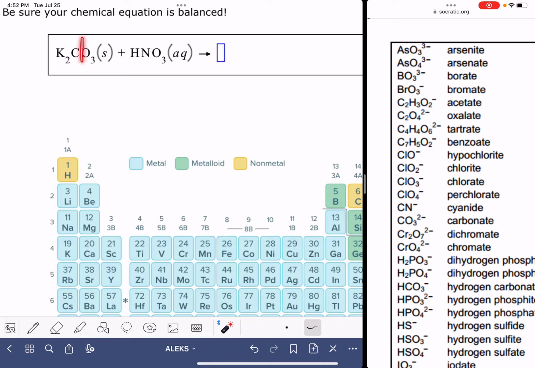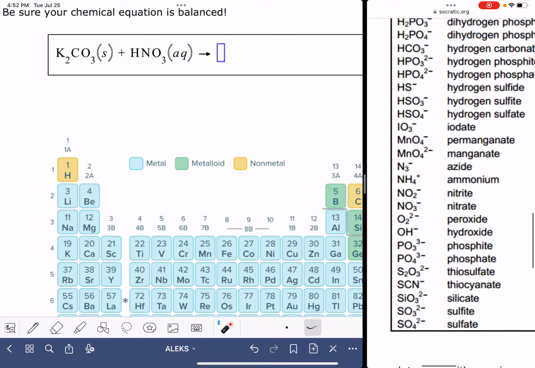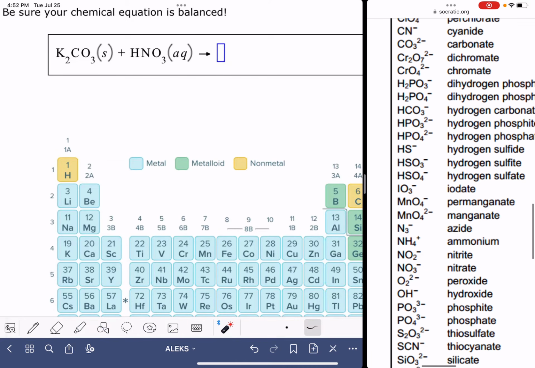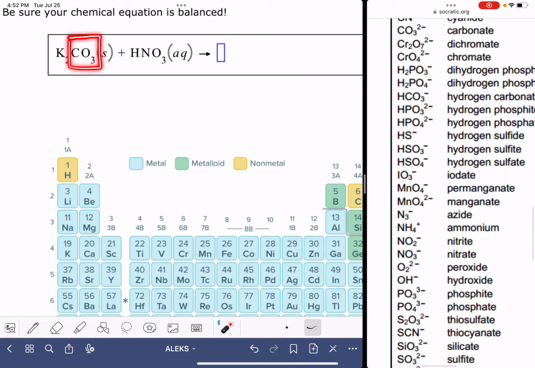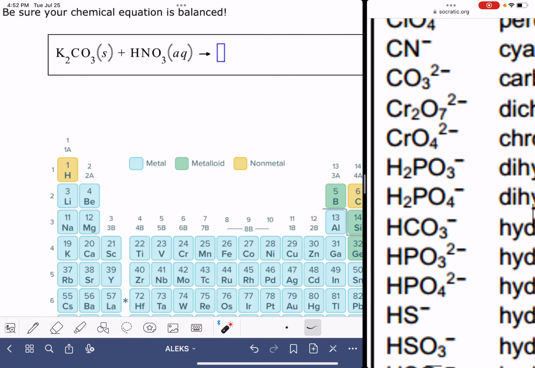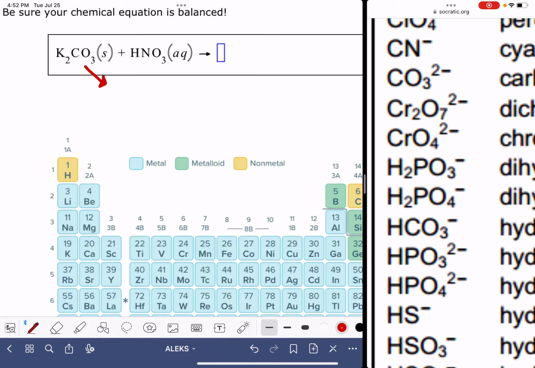And so we can look on the table of polyatomic ions for K2C, and we're going to see that it does not exist. We can look for CO3, and we can find it right there. So for this K2CO3, that is our anion, and we're just going to write that down including the charge. And then that means that this potassium is our cation.